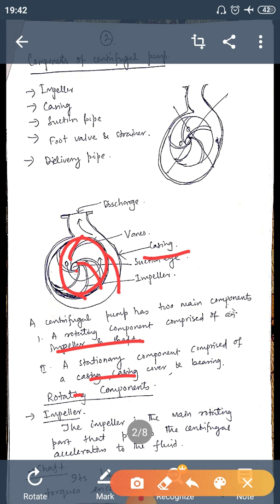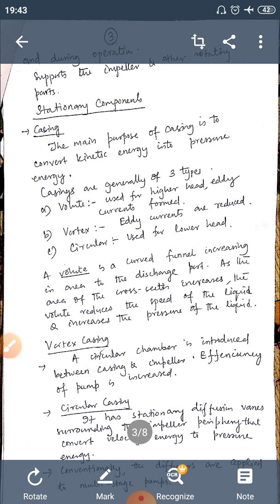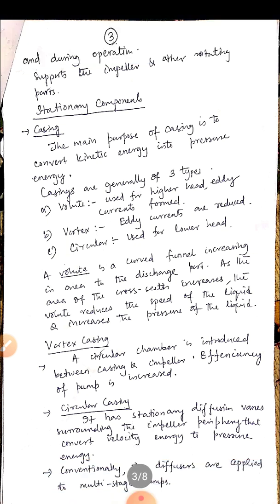First is the impeller. The impeller is the main rotating part that provides centrifugal acceleration to the fluid. And the shaft, its purpose is to transmit the torque encountered when starting and during operation. It supports the impeller and other rotating parts. Then what are the stationary components?